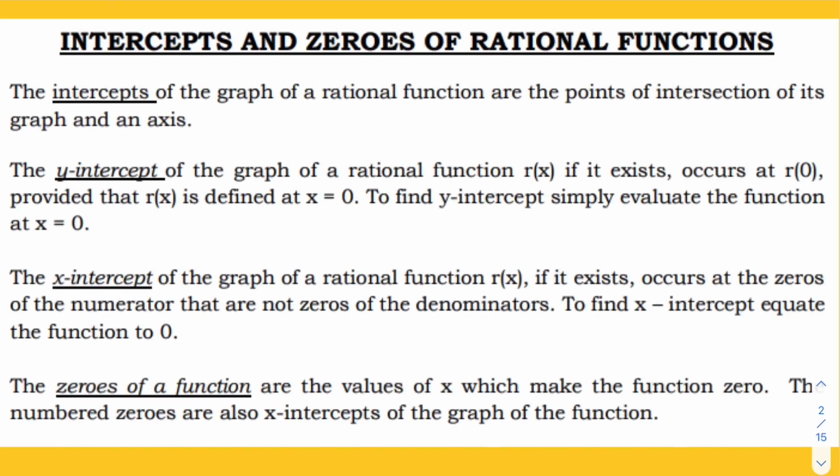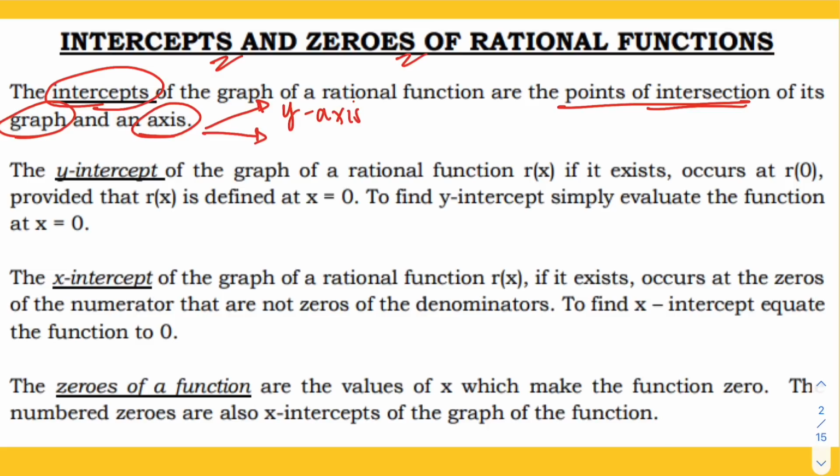Okay, so first, define muna natin ano ba yung intercepts and zeros of rational functions. So the intercepts of the graph of a rational function are the points of intersection of its graph and an axis. Okay, so since may dalawa tayong axis sa ating Cartesian plane, the y-axis and the x-axis. Tama? So, yung point of intersection ng ating graph kay y-axis, ang tawag natin doon guys ay y-intercept.